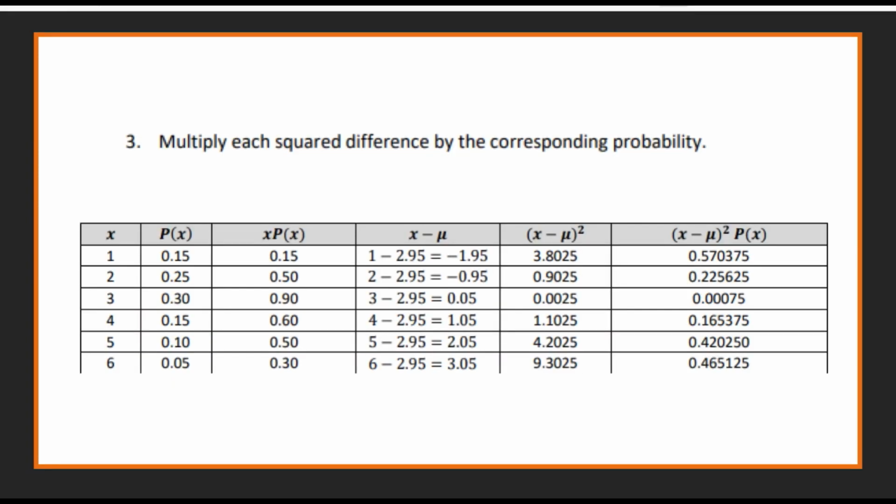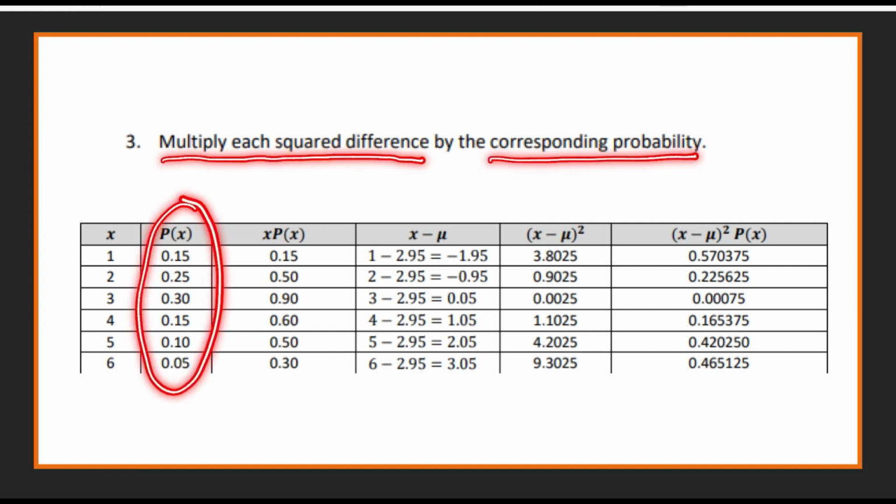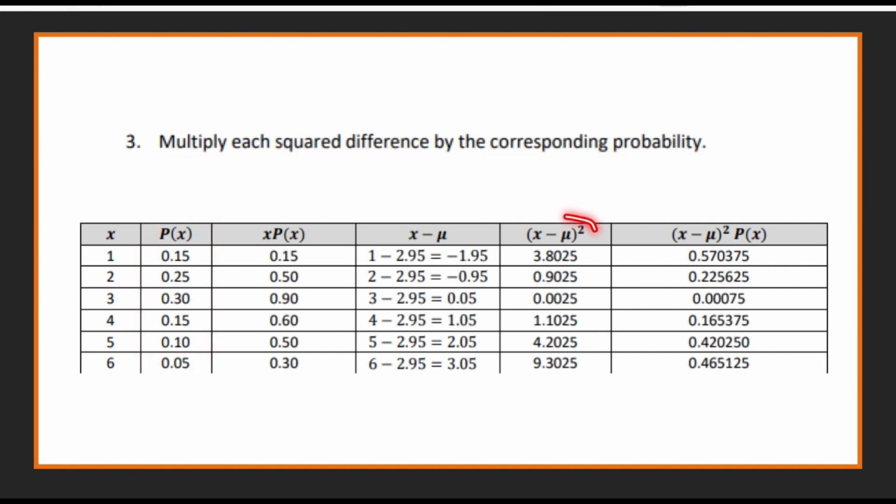And for our third step, let us add again our sixth column, wherein our sixth column is the product of the quantity x minus mu squared and p of x. Okay, for step 3, let's multiply each squared difference by the corresponding probability. The probability is the p of x. So just simply multiply the quantity x minus mu squared to p of x.